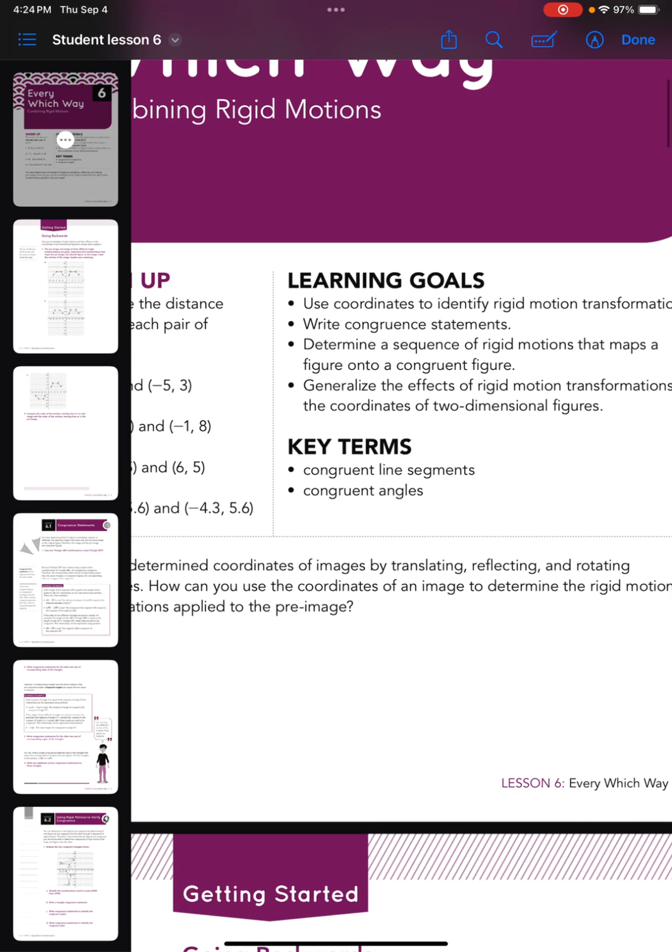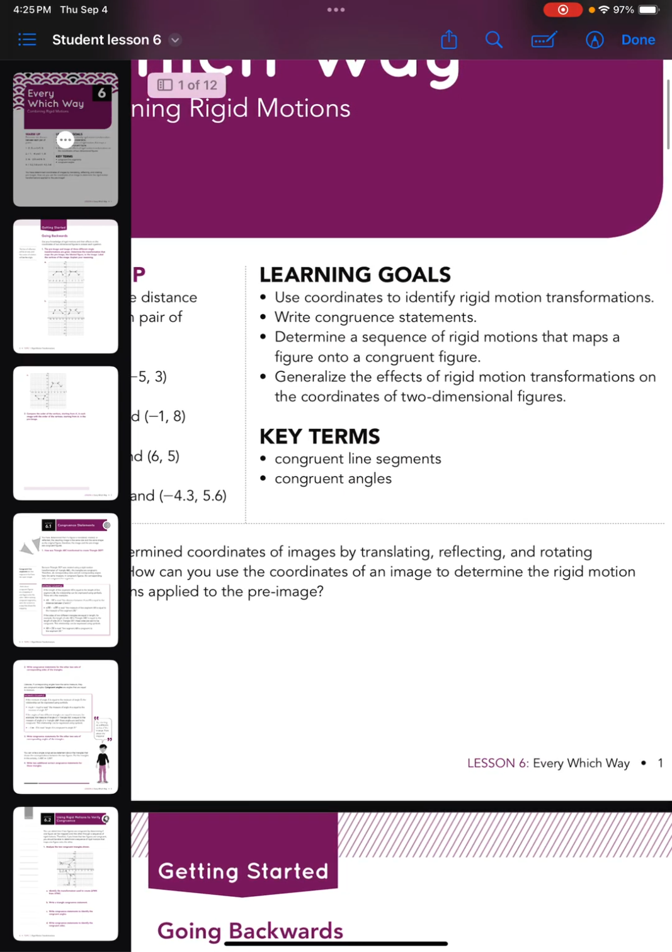All right, our goal here is to use coordinates to identify what rigid motion transformations have taken place, determine a sequence of rigid motions, which is a little trickier, and generalize the effects of rigid motion transformations on the coordinates. Again, key terms being congruent line segments and congruent angles.